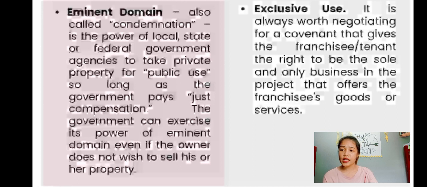So next is exclusive use. So exclusive use, it is always worth negotiating a covenant between the landlord and the tenant for a covenant that gives the franchisee or tenant the right to be the sole and only business in the project that offers the franchisee's goods or services.